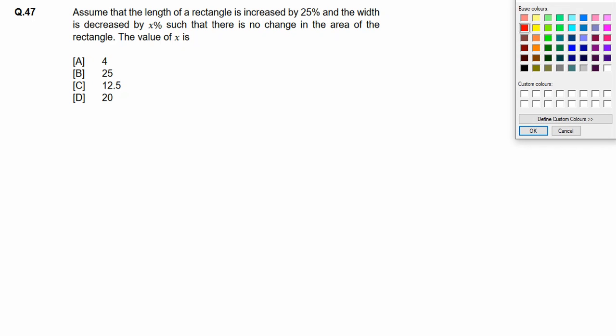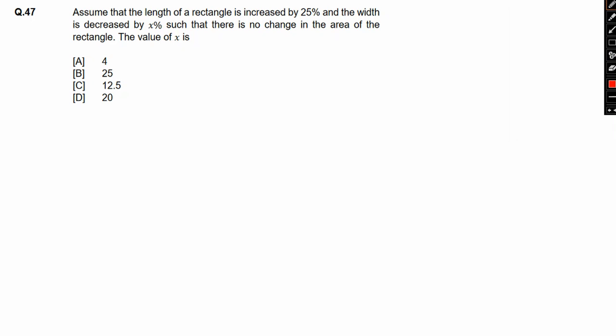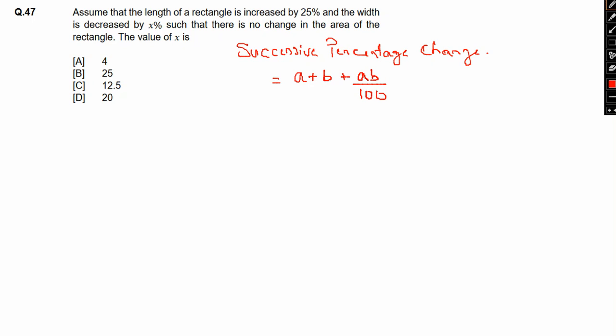Okay. So the first concept is of successive percentage change. It is always given by a plus b plus ab divided by 100, where plus is used in case of increment and minus in case of decrement. A will be the first percentage change, and b would be the second percentage change.